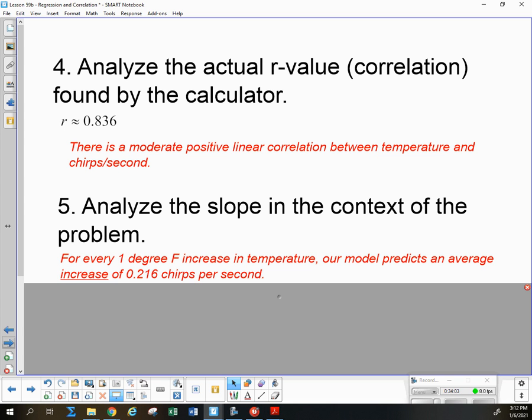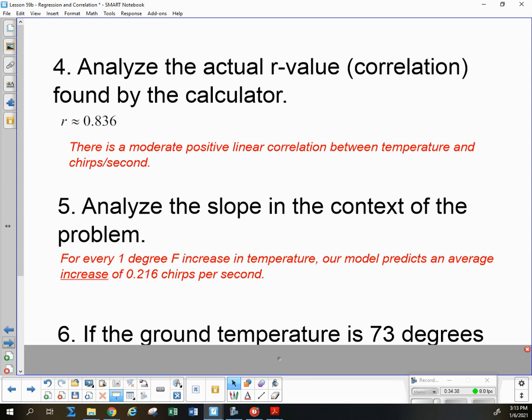Every time you have a homework problem, you will write down the y equals mx plus b, rounding m and b to 3 places. R equals, rounding to 3 places and include the plus or minus sign. And you will do those 2 sentences. There's some kind of a linear correlation between x and y. For every 1 unit increase in whatever the x is, our model predicts an average increase or decrease of so many, and then the units of the y variable.